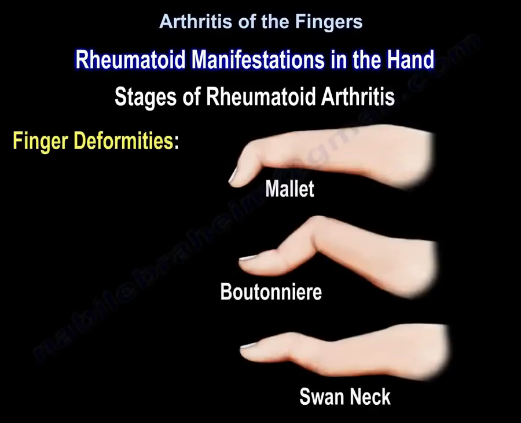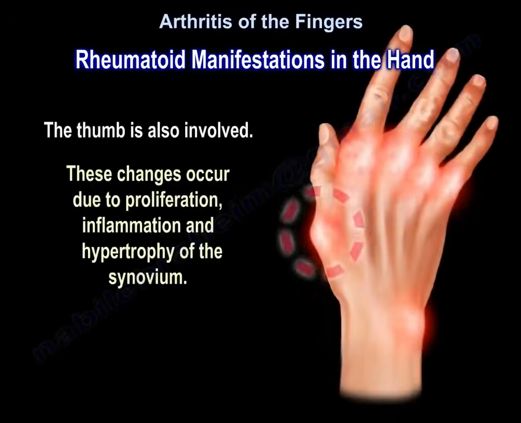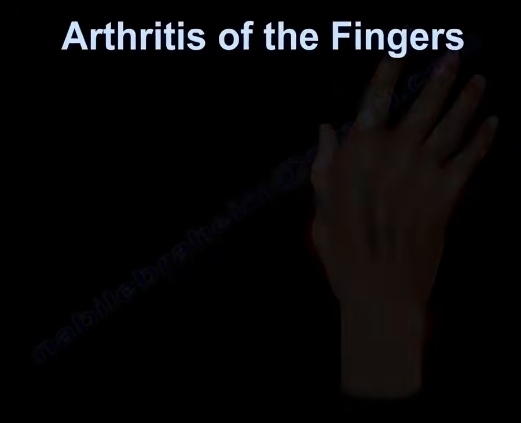Finger deformities can be a mallet finger, a boutonniere finger, or a swan neck deformity. The thumb is also involved. These changes can occur due to proliferation, inflammation, and hypertrophy of the synovium. Involvement of the distal radioulnar joint is usually associated with rupture of the extensor digiti minimi.